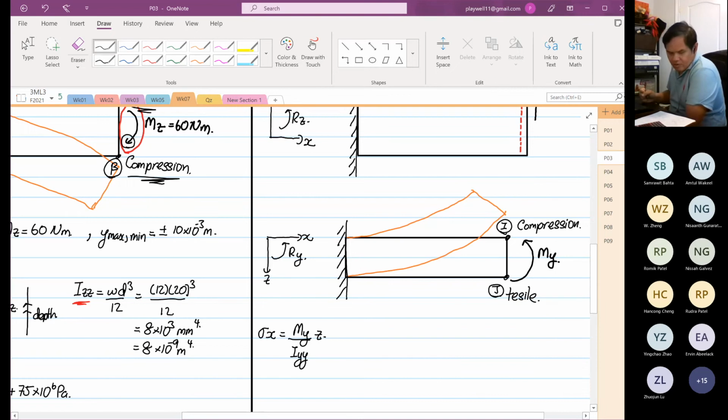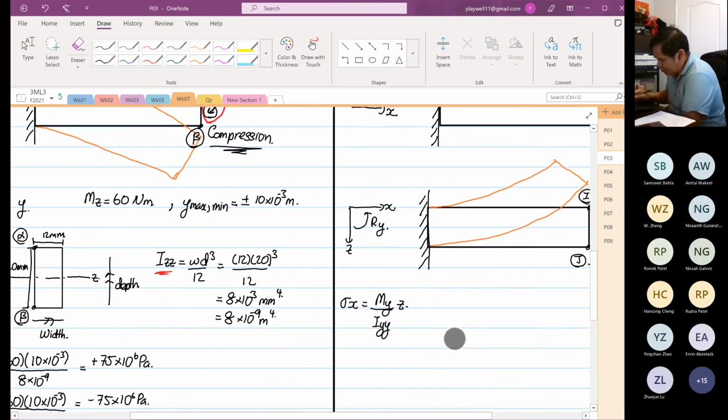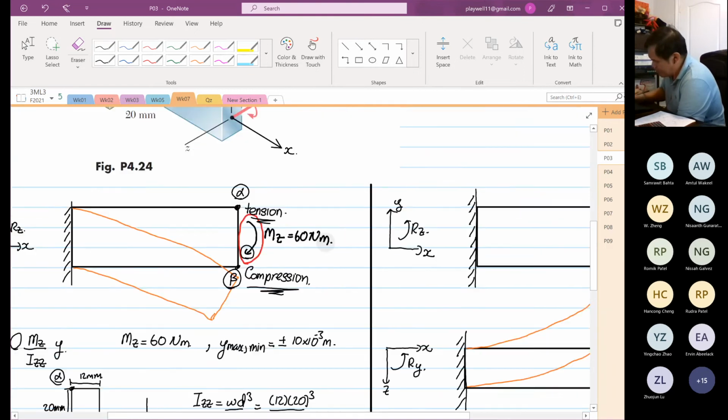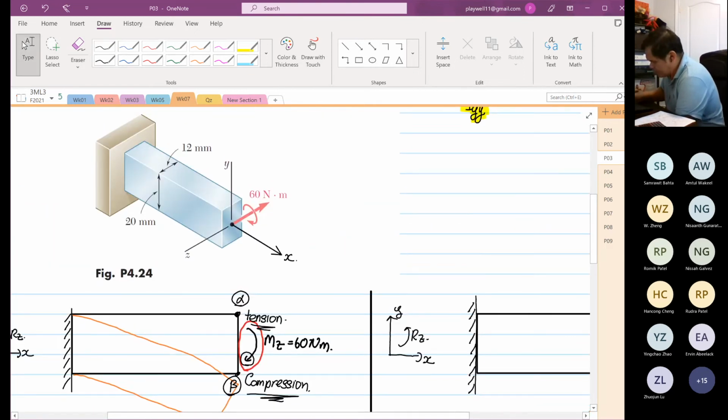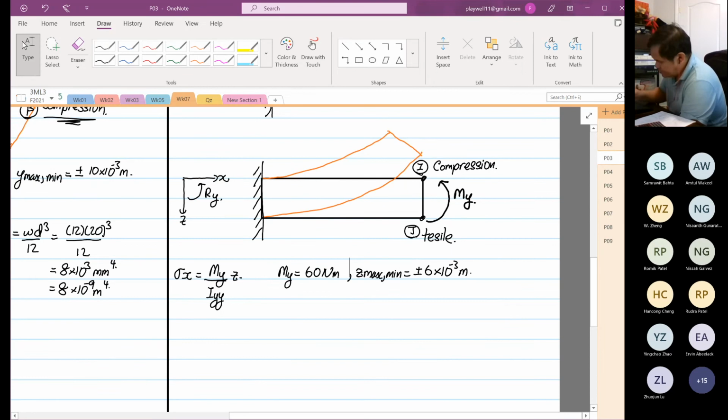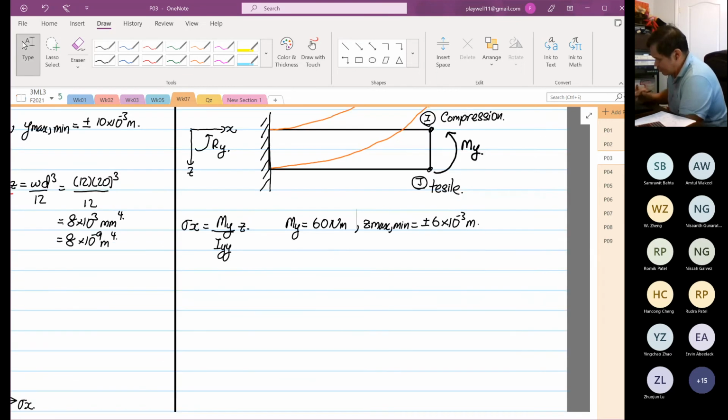So we know the moment, right, as what we had before. We know the moment about y is equal to 60 Newton meter. Now the z max and min is equal to what? If you look at the y in the z direction, 12 millimeters divided by 2, so it's plus or minus 6 times 10 to the power minus 3 meters. Once you have this, it's easy. Next is your IYY.